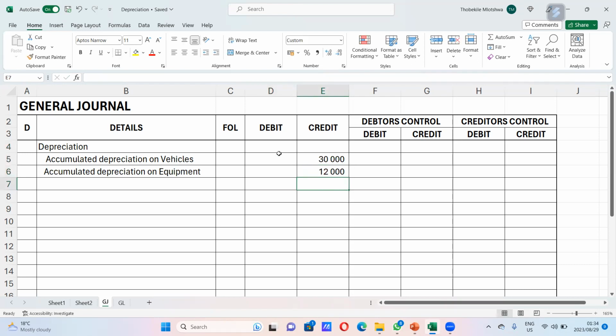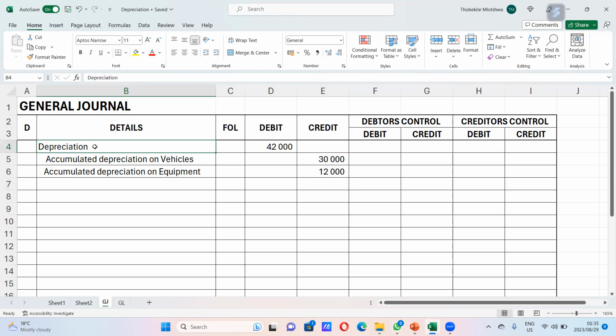But depreciation will be for both. So you debit the full amount, which is this plus this, which gives us 42,000. So that's how you do it. And then the narration here will be: depreciation on vehicles at 20% per annum on cost and on equipment at 15% per annum on diminishing balance. That's what you write here as a narration. And then we post this.